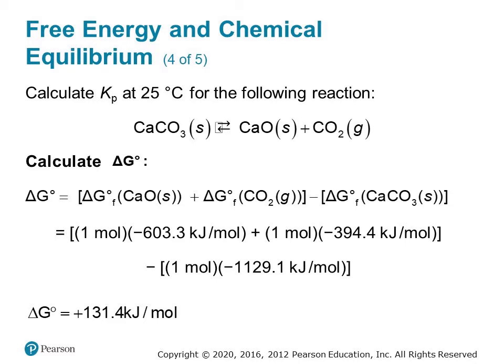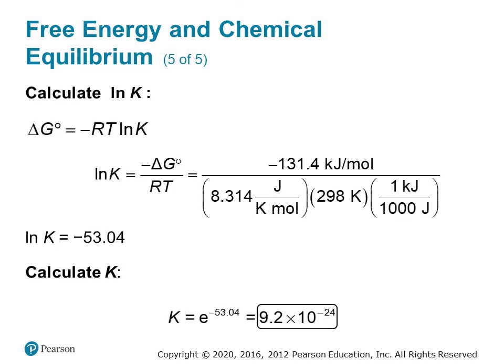What's the value of Kp for the reaction shown here at 25 degrees Celsius? We can find the value of delta G standard by subtracting the free energy of formation of the reactants from the same for the products, and we get delta G standard is equal to positive 131.4 kilojoules per mole. We can then plug this into the equation to solve for K.